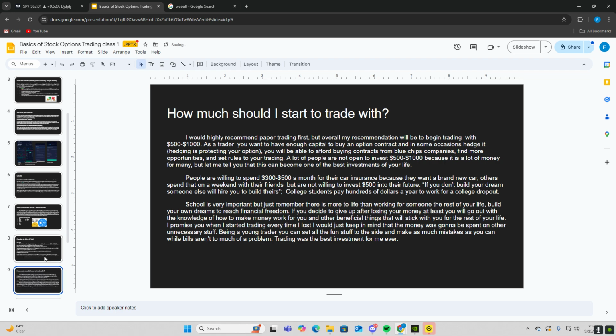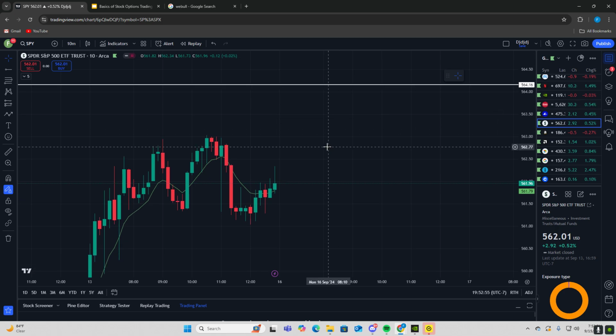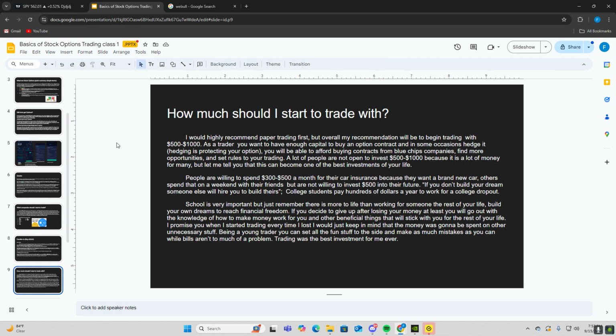And then how much should I trade with? So basically, $500 to $1,000 is perfectly fine. In my opinion, that's the best because these contracts, especially with SPY and QQQ, are like $100 contracts, $80 contracts, and all that stuff. And you could buy two or three. Just try buying a little bit when you have a smaller account.